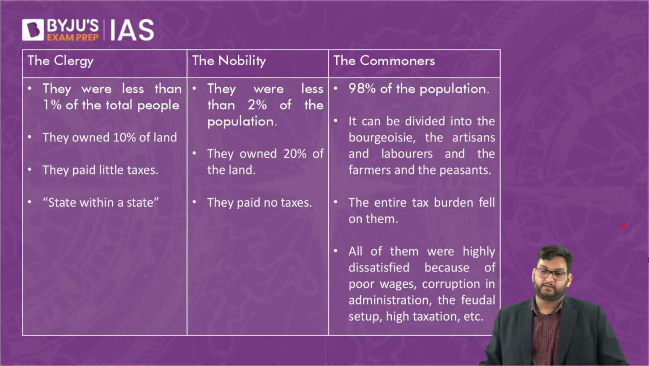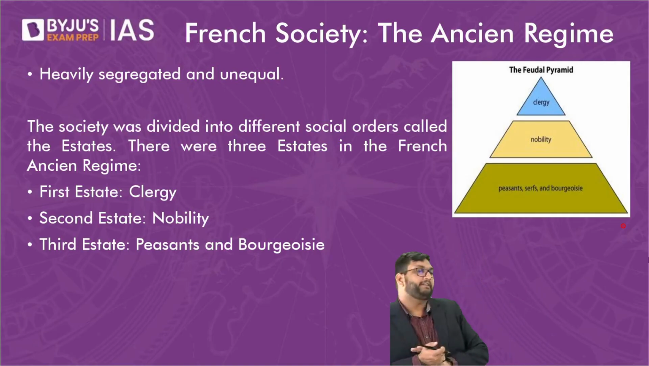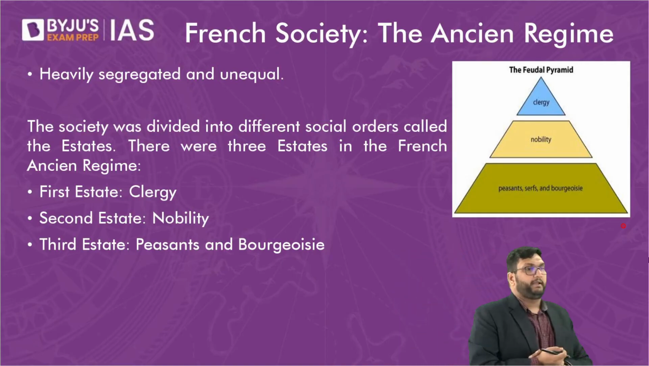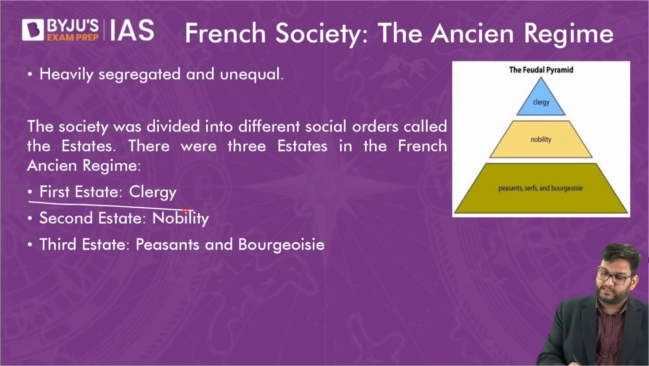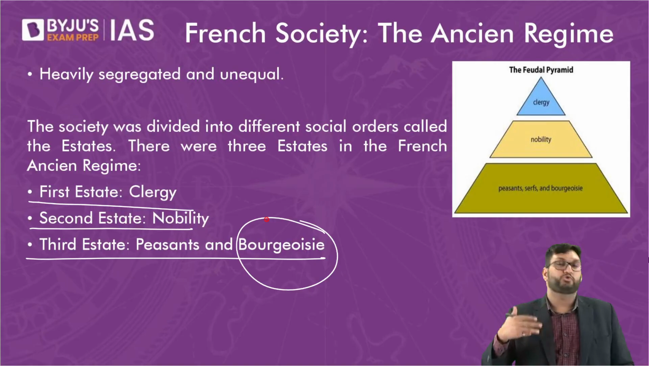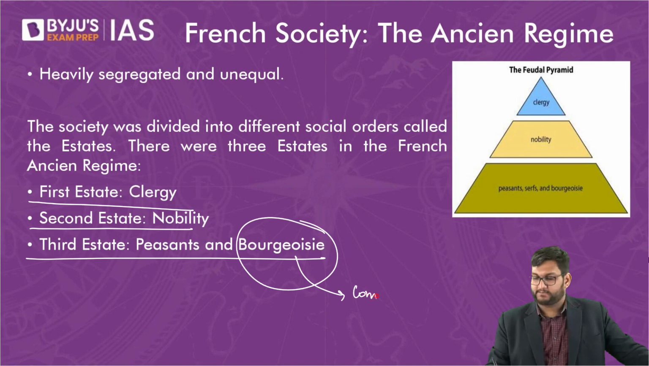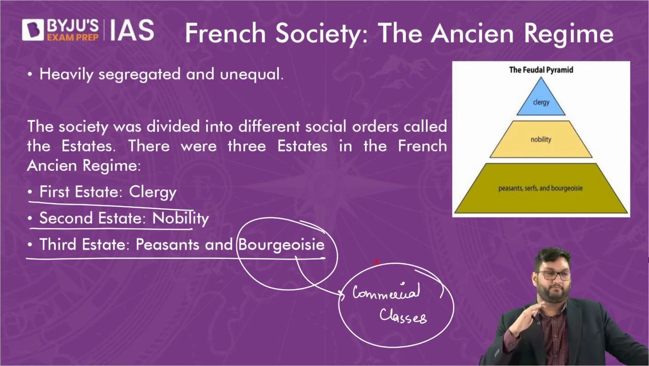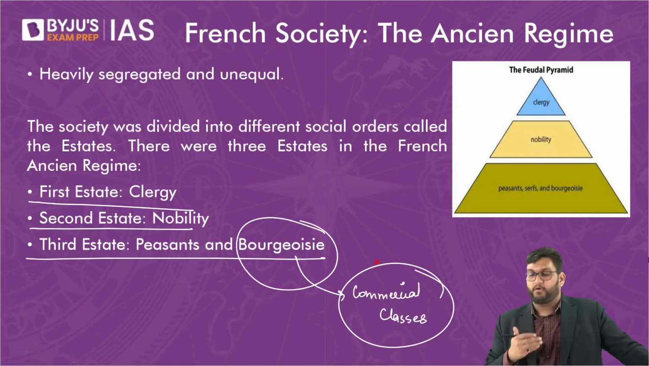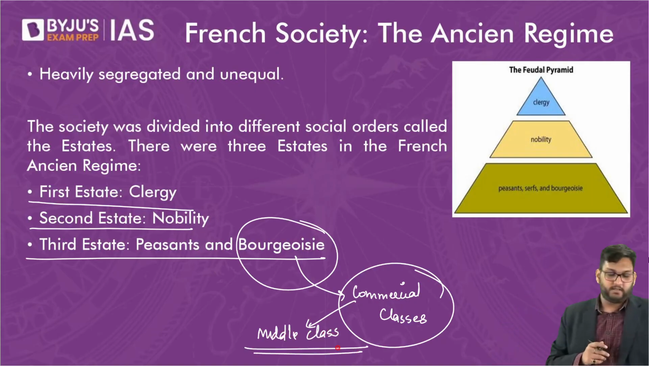Now, let's read this out. When we talk about the ancien regime, it was a heavily segregated and unequal society. The society was divided into three: clergy, nobility, and peasants and bourgeoisie. See, this word bourgeois or bourgeoisie is used for commercial classes. Bourgeoisie is not a Marxist term, it's a French word for commercial classes, the middle class.